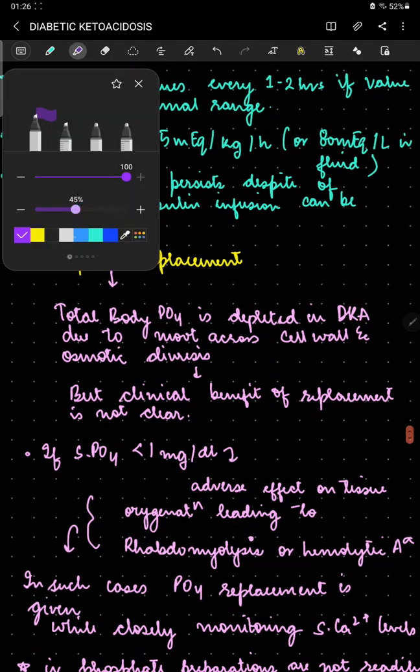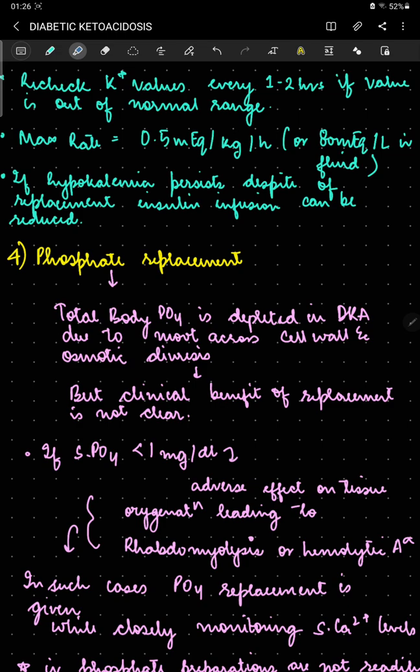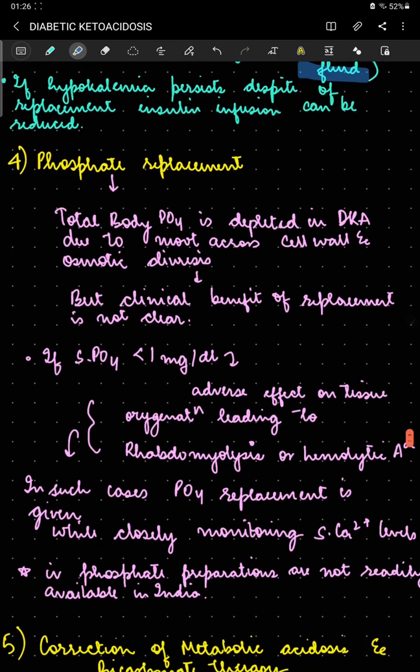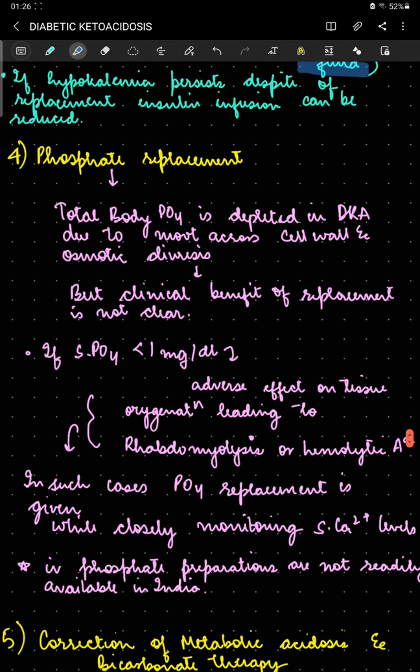Once abnormal potassium values come, then you have to recheck the values every 1 to 2 hours. And the maximum rate of giving potassium is 0.5 milligrams per kg per hour. That comes around to be 80 milligrams per liter in the fluid. And if the hypokalemia persists despite the replacement, then insulin infusion is reduced.